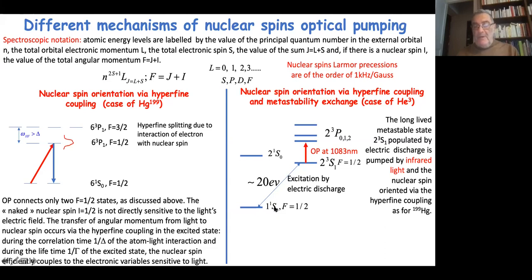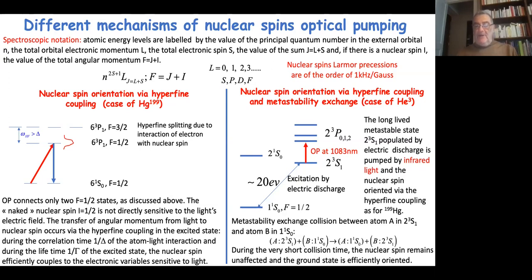But what we want is to orient the helium-3 in the ground state. And for that, we take advantage of collisions between the two triplet S1 state and the one singlet S0 state. When two atoms collide, in fact, what can happen is that the orbital electronic configuration jumps from one atom to the other. And during this process, which takes a very short time, the nuclear spin is not affected.